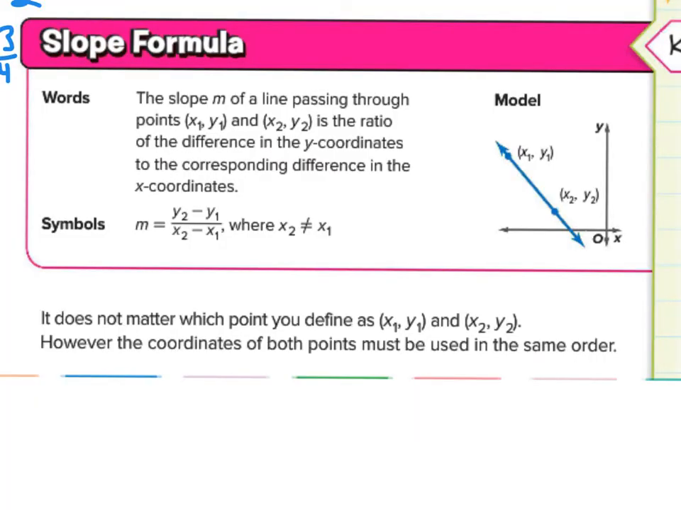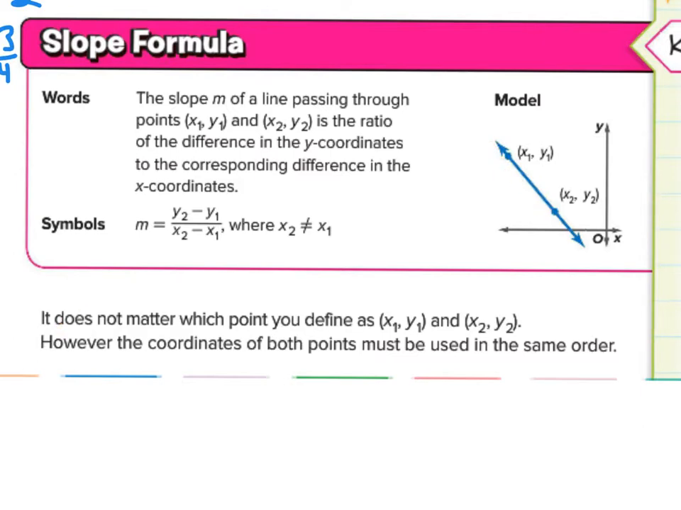And for our next key concept, let's look at the slope formula. In words, the slope, or we can use the variable m, of a line passing through points x1, y1 and x2, y2, is the ratio of the difference in the y coordinates to the corresponding difference in the x coordinates. So what we're saying is we're going to check how the first x and the second x differ, and how the first y and second y change, as we were looking at, change in x and change in y. As you can see here, change in y over change in x, where x2 cannot equal x1. They cannot equal each other, otherwise there's no slope. It would just be the same point, the same coordinate.